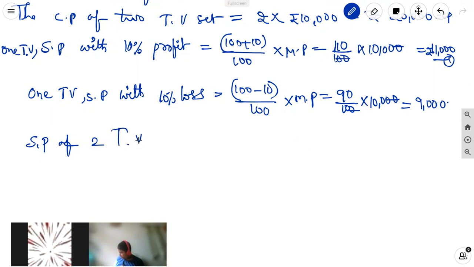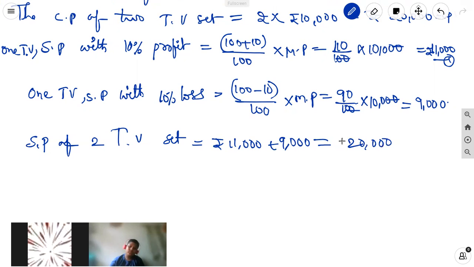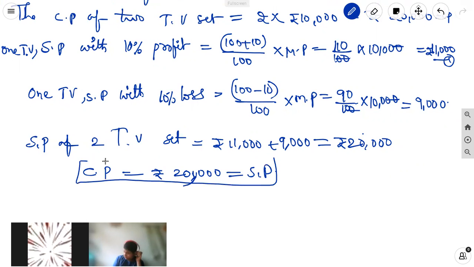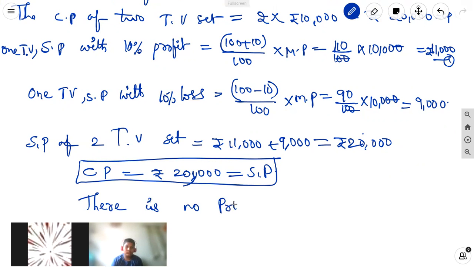Right. One is 11,000 rupees, another one is 9,000 rupees. Total how much? 20,000 rupees. So the cost price is 20,000 rupees. The selling price is also 20,000 rupees. In this case, the cost price is equal to the selling price. There is no profit, no loss. Why? Because selling price and cost price both are the same. No profit and no loss.